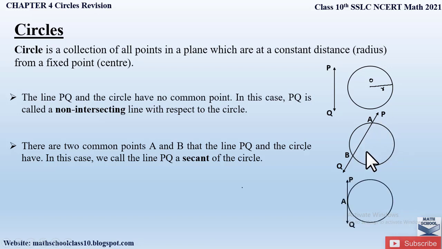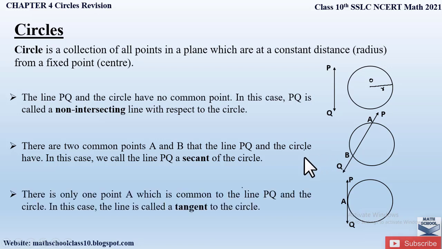And the third possibility is that a line PQ can just touch a circle at a single point. So there is one point A which is common to the line PQ and the circle. In this case, this line is called a tangent to the circle. So these are the three possibilities that can occur between a line PQ and a circle.